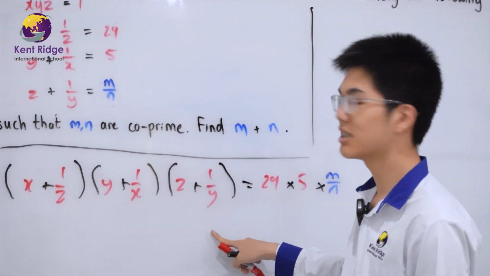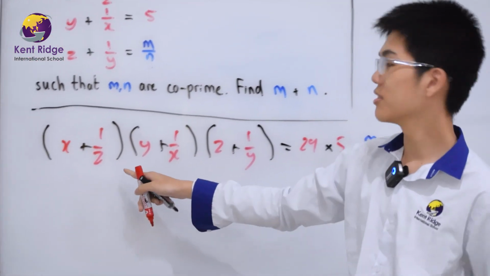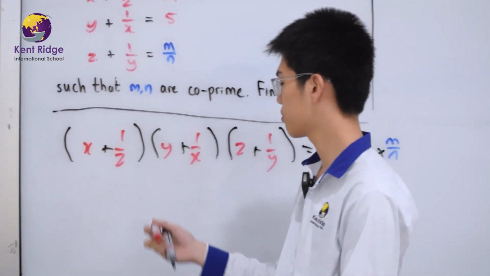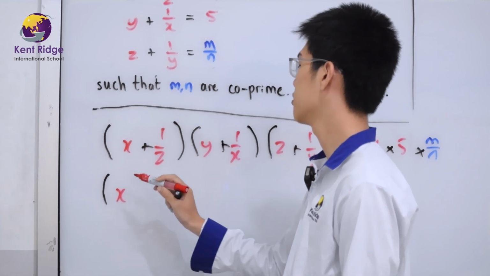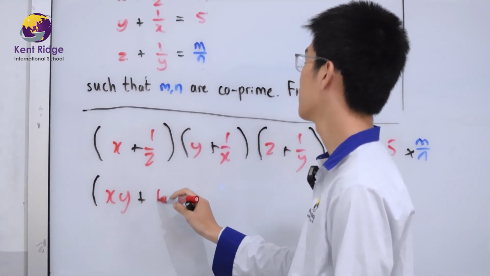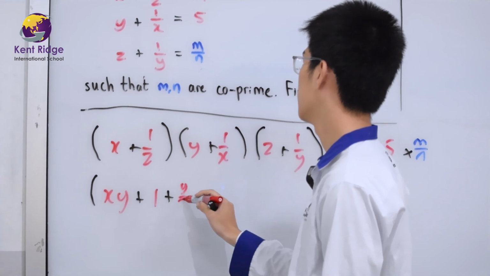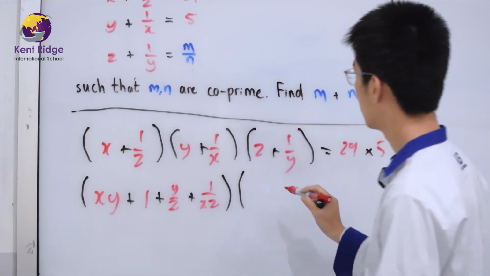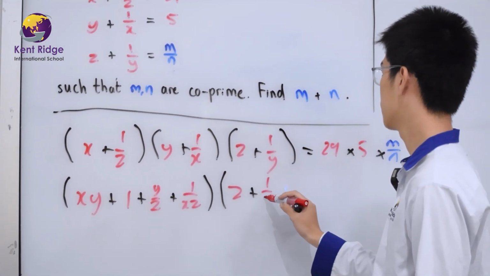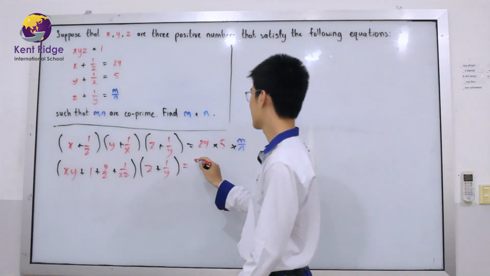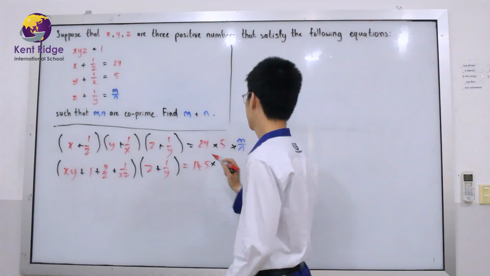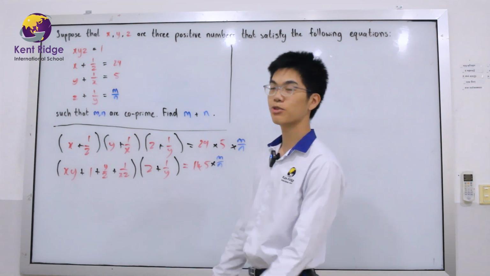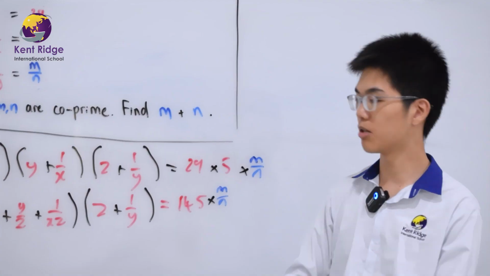Now we'll expand these and see what we get. I will first expand these two and just leave this one. We get xy, and here we get 1, and here we get y over z, and here we get 1 over xz. And here we get z plus 1 over y, equals 45, times m over n.